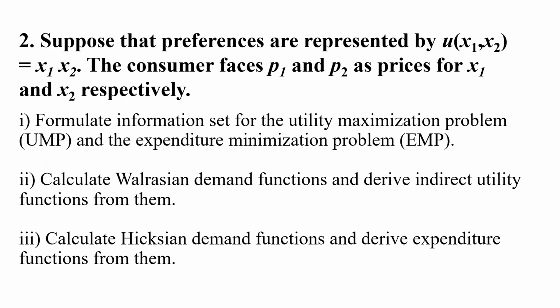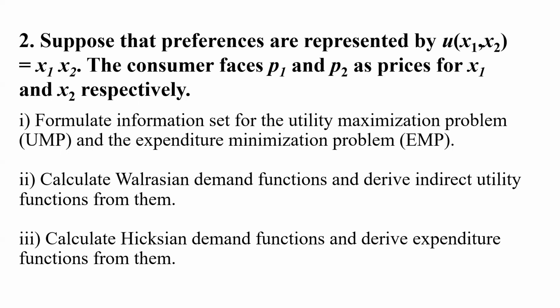My first slide is all about the question. Suppose preferences are represented by u(x1, x2) = x1 x2. The consumer pays p1 for the price of x1 and p2 for the price of x2. The question is: formulate the information set for the utility maximization problem (UMP) and the expenditure minimization problem (EMP).